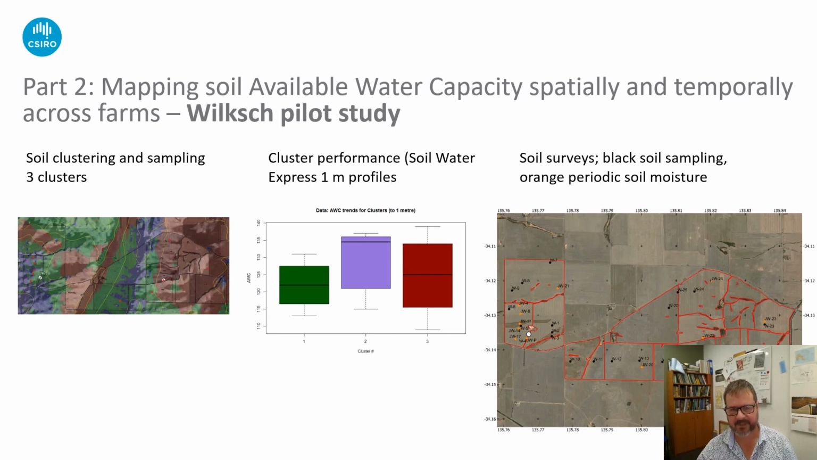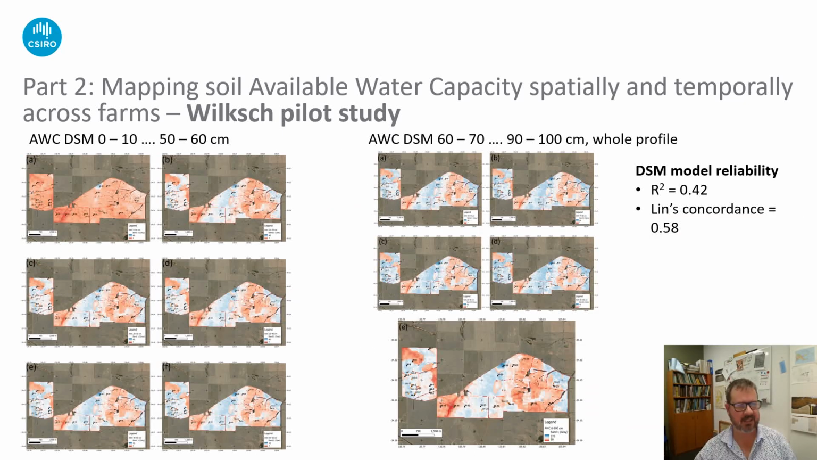From that, we generated the survey design shown here. Black dots are where we sampled, and the orange dots are where Jake did his periodic sampling. The DSM looks like this, again a slice for each layer, 0 to 10 here, all the way through to 92 to 100. And this is the total profile predicted across the Wilksch landscape in terms of AWC.